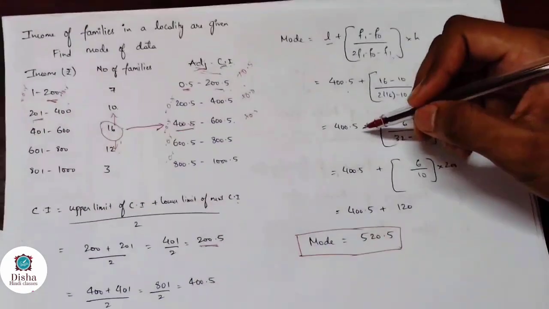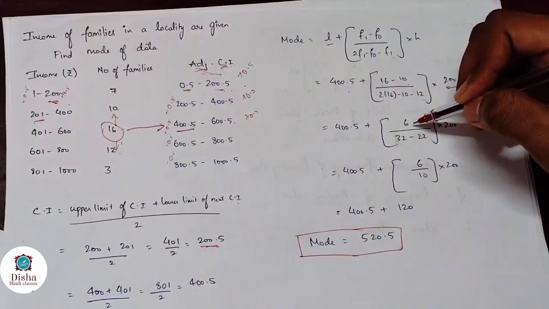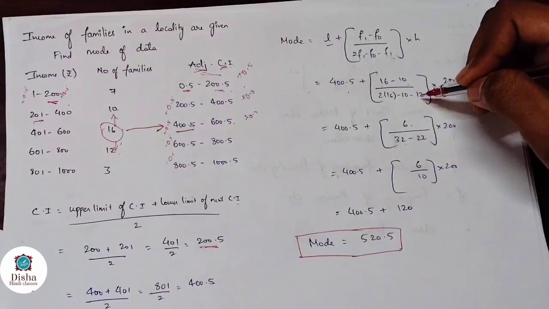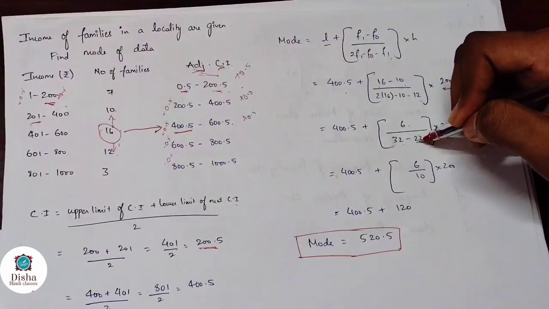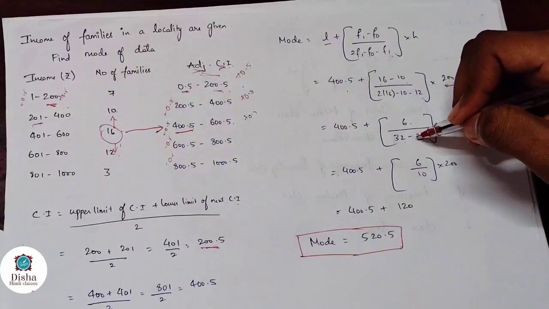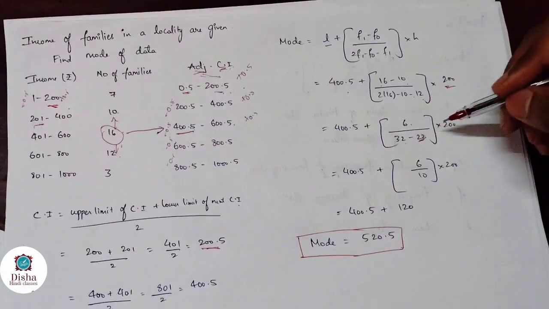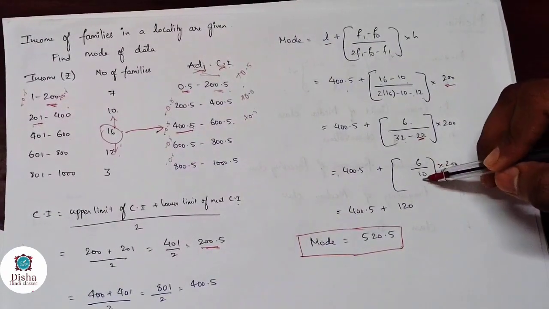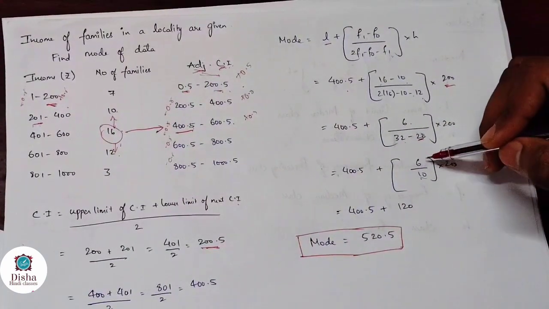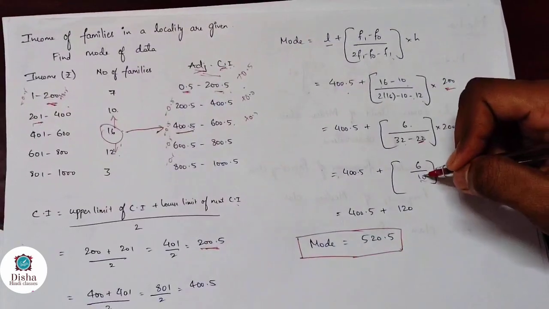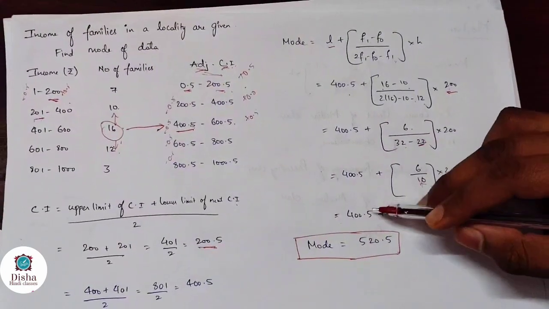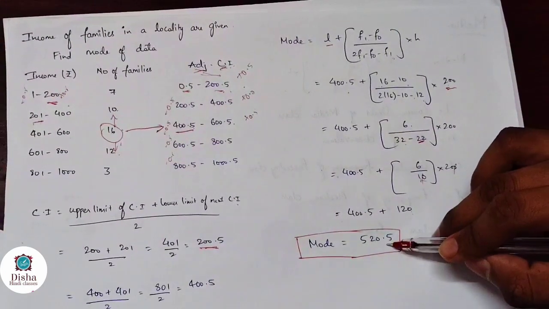So now 400.5 plus 16 minus 10 is 6. And 2 into 16 is 32, minus 10 and minus 12, which gives minus 22. Minus 10 minus 12 is 22, and we keep the minus sign. So next 32 minus 22 gives us 10. So 400.5 plus 6 divided by 10 into 200. So 6 by 10 into 200, the zeros cancel, 6 into 20 gives us 120. So 400.5 plus 120 gives us 520.5.